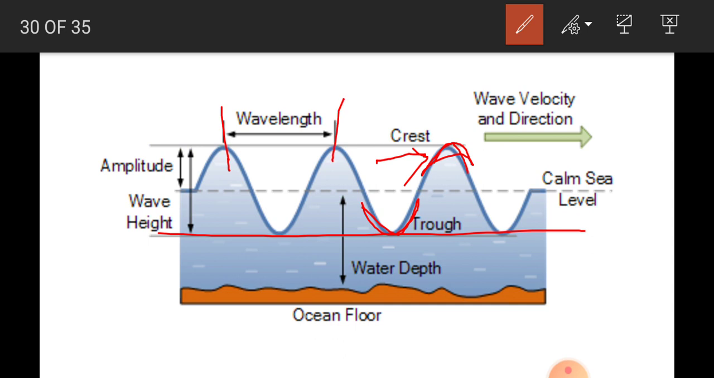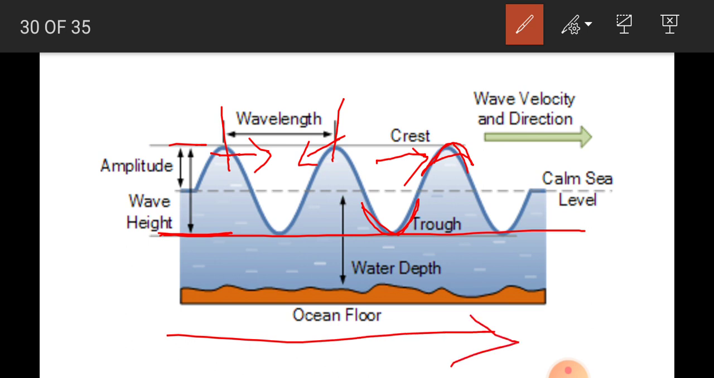Between two waves, this length is called wavelength, whereas the height of the wave is called amplitude, and wave velocity and direction depend on the wind. If the velocity, that is speed of the wind, is much, the waves will be bigger and with great velocity. Got it? Remember this and practice this figure also.